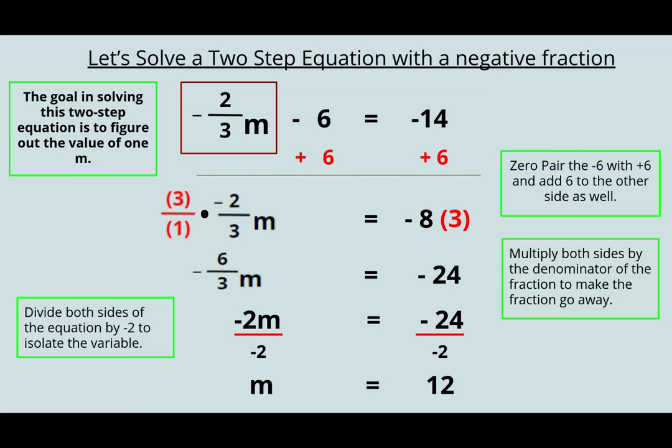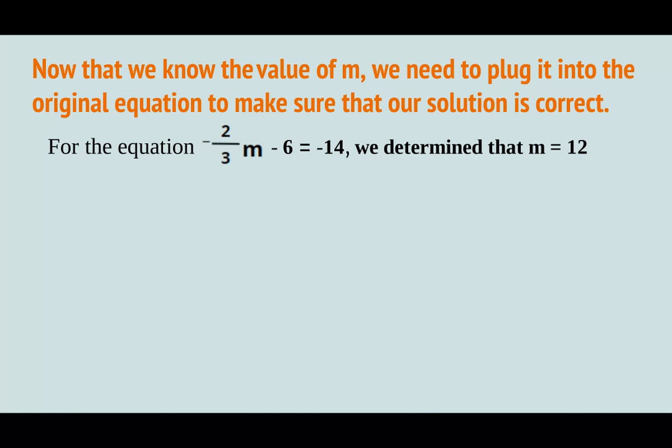So we had a lot going on in this problem, but we broke it down step by step. Now let's say, again, you solve it, but you're not 100% sure of your solution. That leads us to the next step. Now that we know the value of m, we need to plug it into the original equation to make sure that our solution is correct. So just like we did on the previous problems, for the equation negative 2/3 m minus 6 equals negative 14, we determined that m equals 12. So I'm going to rewrite the equation, but I'm going to plug in 12 over 1.